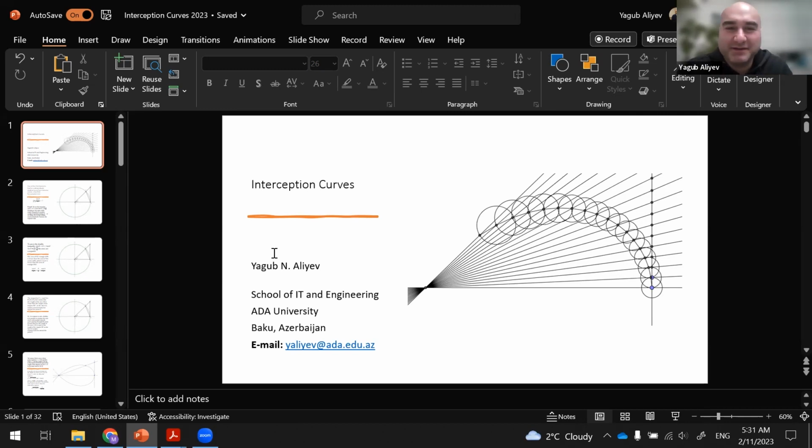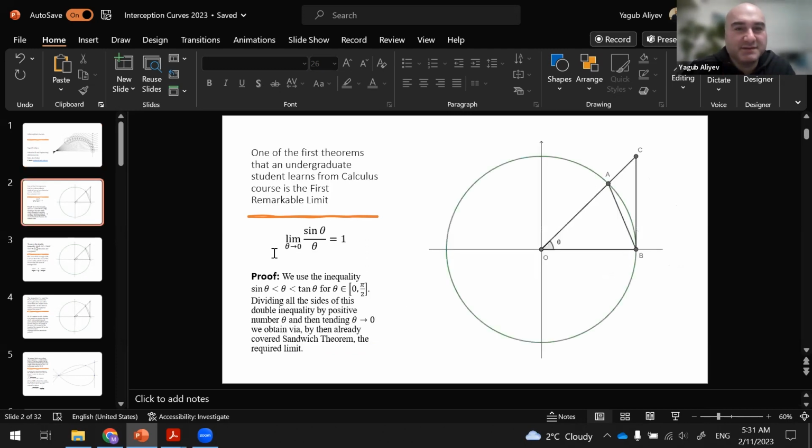Our topic is interception curves. I will discuss this name by the end of this presentation, why interception curves. For now, let us start with something simple. Everyone in this room probably knows this limit. It is one of the first things an undergraduate student learns in a calculus course.